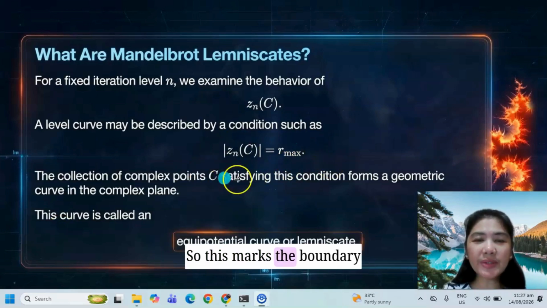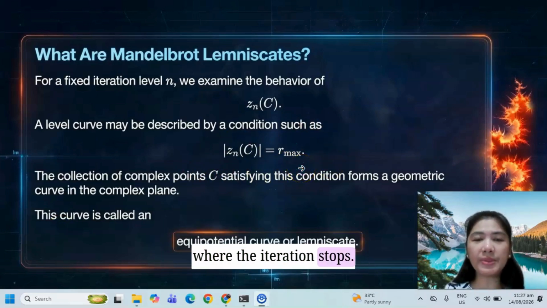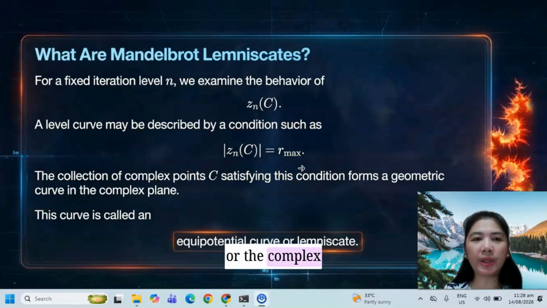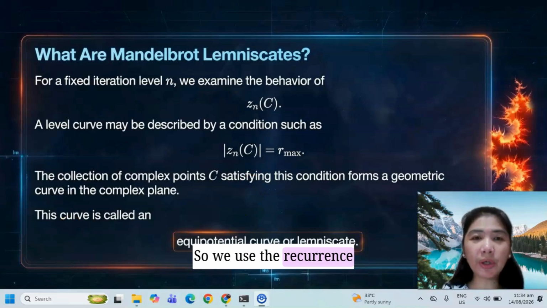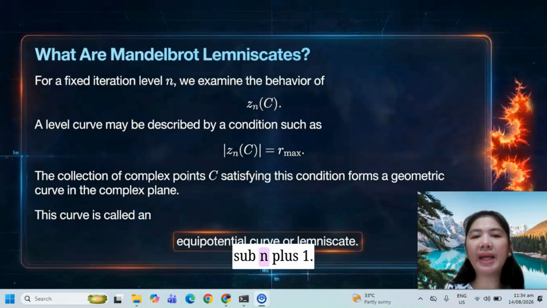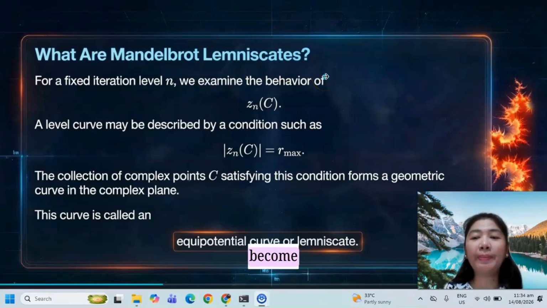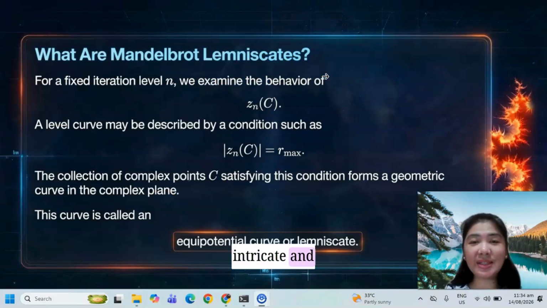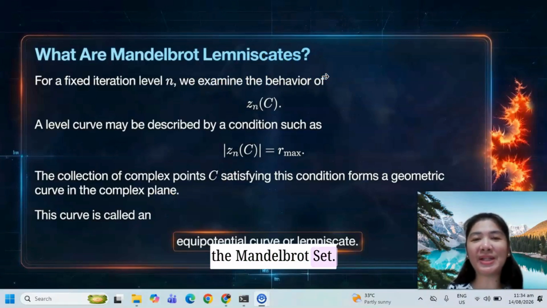Alright, so this marks the boundary where the iteration stops, and we find the parameter c, or the complex numbers c, for which z sub n of c lies exactly at this threshold. So we use the recurrence relation z sub n plus 1 is equal to z sub n squared plus c. And as n increases, the lemniscates become increasingly intricate and approach the boundary of the Mandelbrot set.